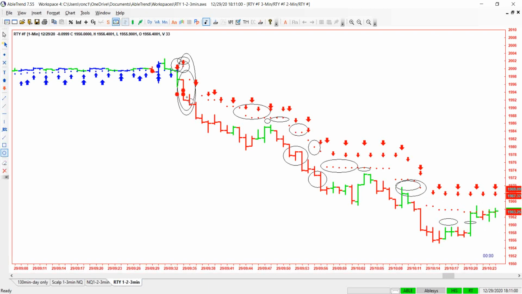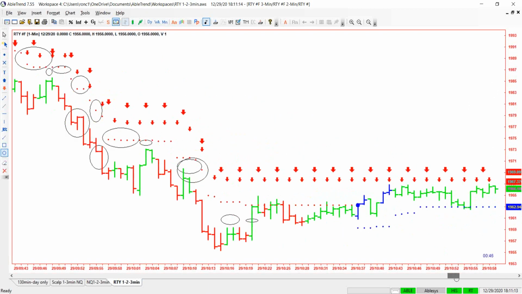It got short at 92. Let's call it 90. It's 30 points profit. That's $50 a point in the Russell. It's $1,500 for every one contract that you trade. Super trade right there to start off the day.